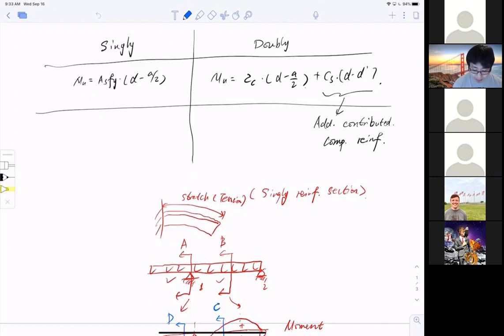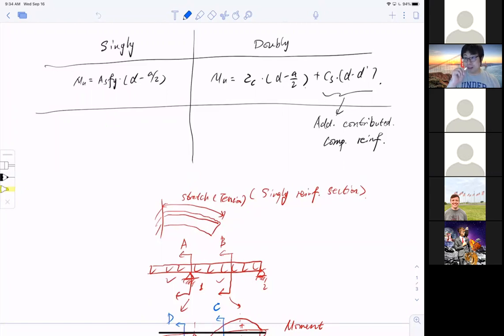The difference between singly and doubly reinforced sections is the compressive reinforcement. That means when you calculate the moment resistance, the compressive reinforcement also has a contribution, so you have to account for it.